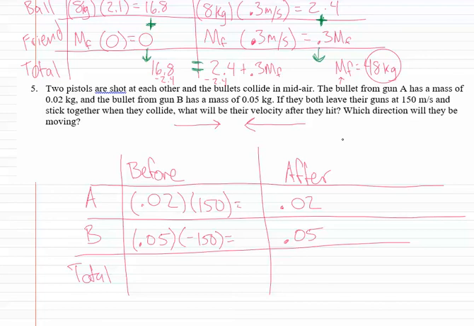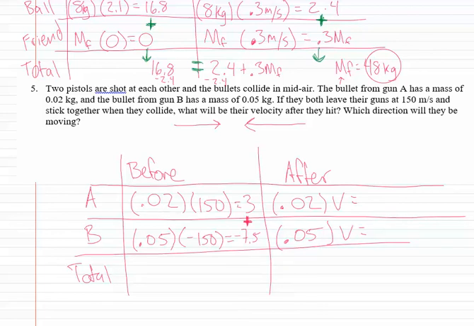And then it says when they collide, what would be their velocity after they hit? So when they hit each other, it sounds like they're going to be sticking together. So we're going to have the same velocity for both of these. So we're going to say velocity just in general, velocity after. Now we have all of the parts and pieces. We can start solving. So 150 times 0.02 is 3. And then negative 150 times 0.05 is negative 7.5. Don't forget that negative sign. And then we're going to add these two things together because it's all the momentum before.